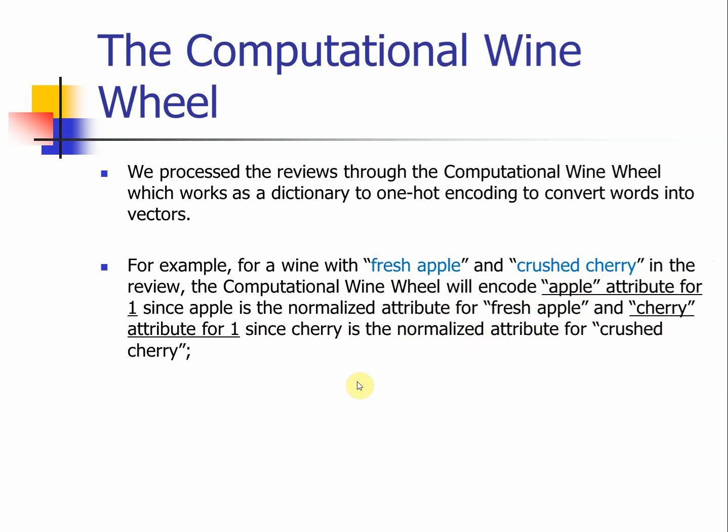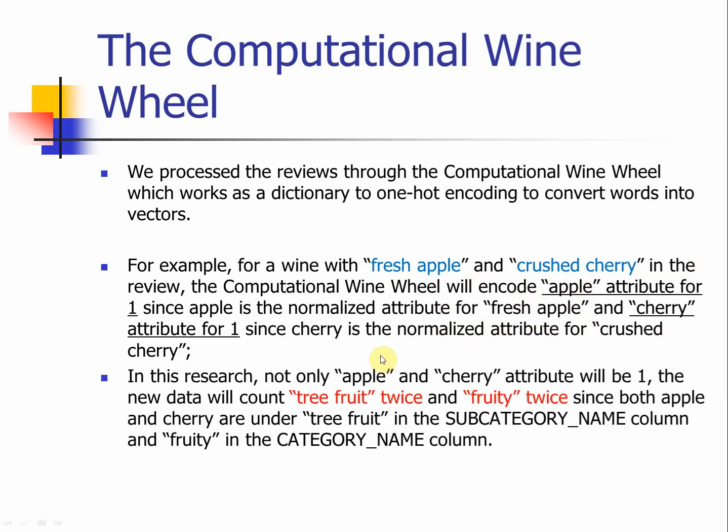In this research, on top of those attributes, we are also using the category and subcategory, and we try to count how many times the attributes in the category appear. So you can see that in this research, not only apple and cherry attributes will be one. The new data will count tree fruit twice, because both apple and cherry are considered tree fruit, as well as fruity twice, since both apple and cherry are under tree fruit as the subcategory and fruity as the category.